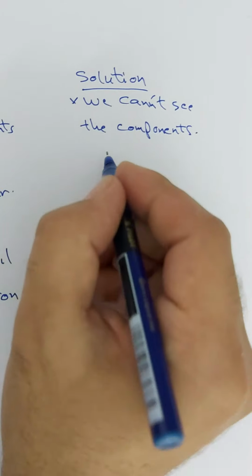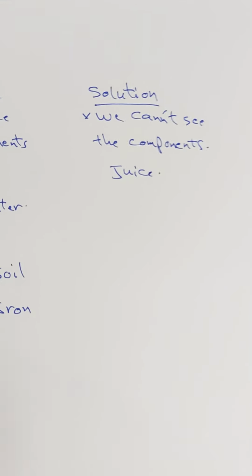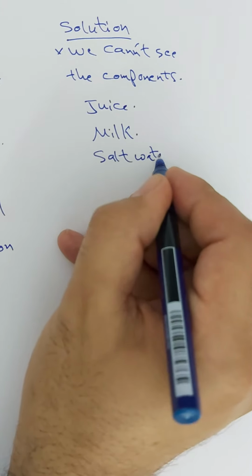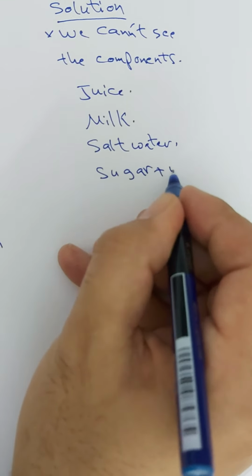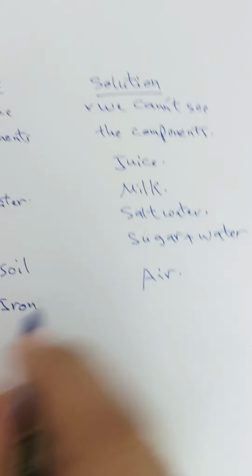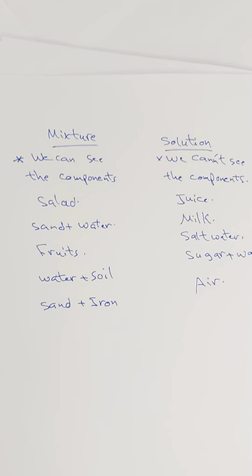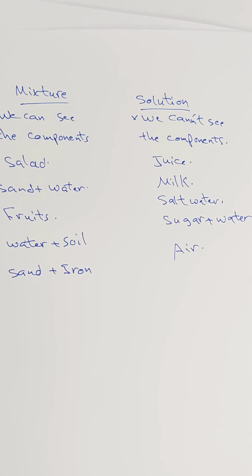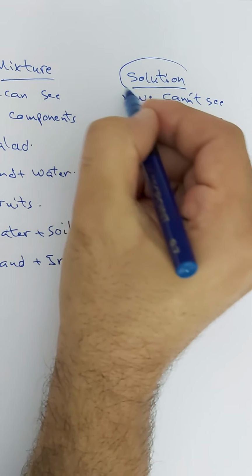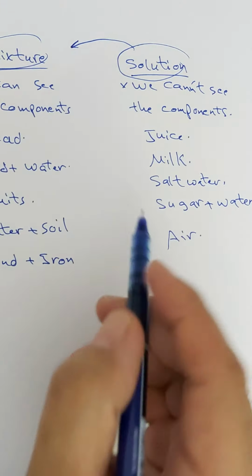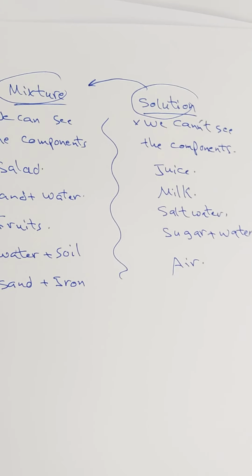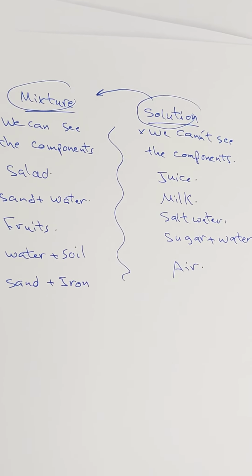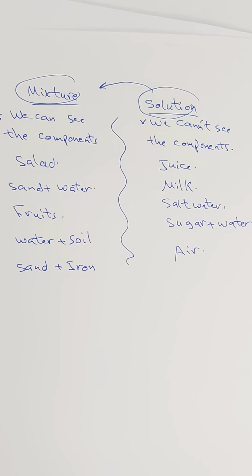And solutions, like what? Like juices, one component; milk, one component; like salt water, like sugar plus water, like air. So here, one question: if you can see the components, we call it a mixture. If we cannot see the components, we call it a solution. And we said before, a solution is a mixture, but the mixing between the components is complete. If they are evenly or completely mixed, 100%, you can see only one component. So here we call this mixture a solution. Okay?